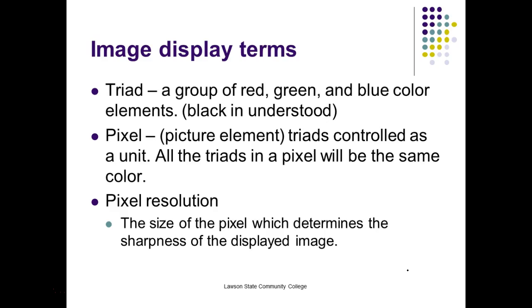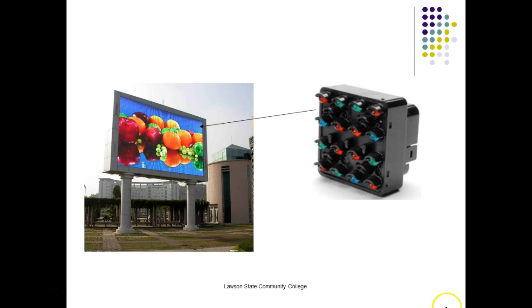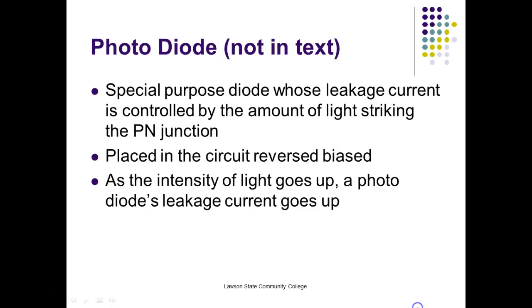A pixel resolution is the size of the pixel, which determines the sharpness of the picture. Basically, it's the number of triads that you use to generate a pixel. So when you change your resolution, that's what you're doing. You're changing the number of triads that's used to represent a pixel. Everybody okay? Does this make sense? So I can change my pixel resolution real fast.